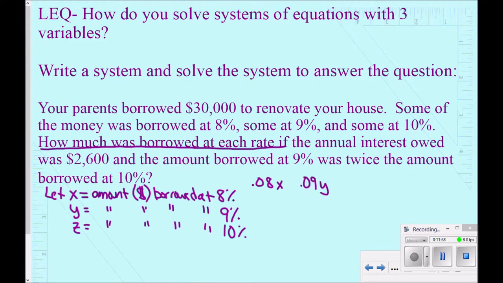And lastly, they borrowed some at 10%. So to figure out the interest, we'll take 10% of the amount they borrowed at 10%, which is z. So 0.1 times z. So if the 0.08x represents the interest for the amount they borrowed at 8%, and the 0.09y represents the interest that they owe for the amount they borrowed at 9%, and the 0.1z represents the interest that they owe for the amount they borrowed at 10%, I want a total amount of interest. So I'm going to add those three interests together, and I know that the total should equal that 2,600.